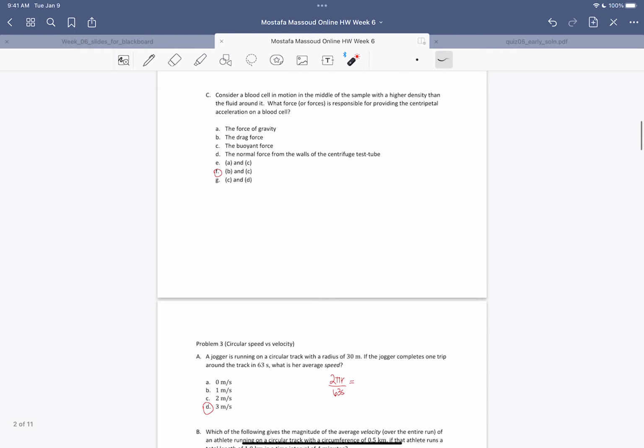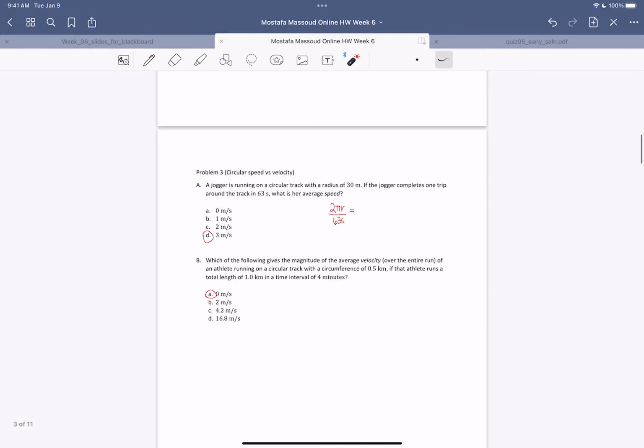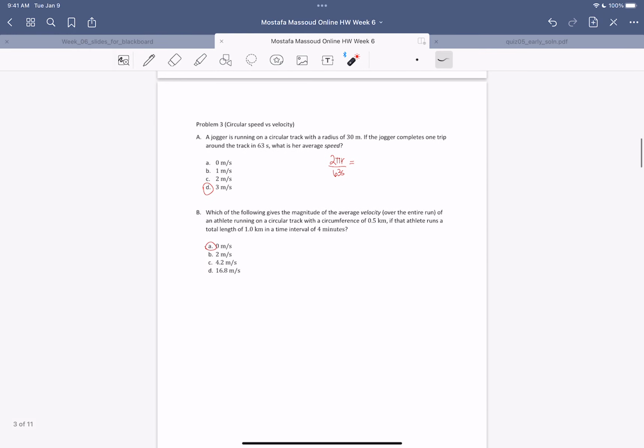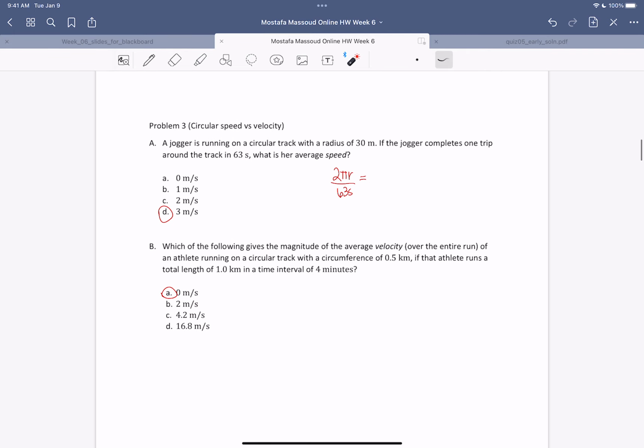Anyway, that's one. I did 2 before. 3, a jogger is running on a circular track with a radius of 30 meters. If the jogger completes 1 trip around the track in 63 seconds... Oh, you can't see the screen? Okay. Well, let me try and share it if I can, because everything is lagging for some reason.